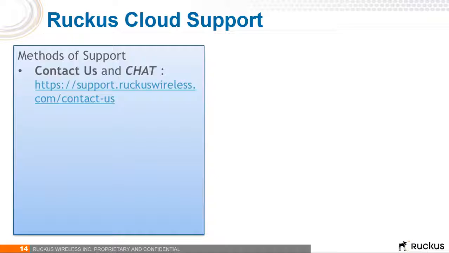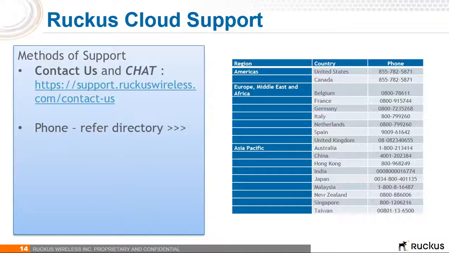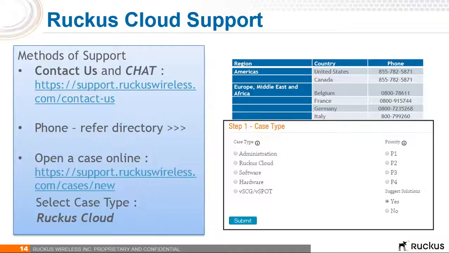If you have any problems, you can contact Ruckus Support by going to support.ruckuswireless.com. Here you can use chat to talk with a support person, use the phone directory to get the correct support phone number for your area, which is shown on the chart on this slide or is available on the website, or you can open a case online. If you open a case online, make sure you select the case type, Ruckus Cloud.